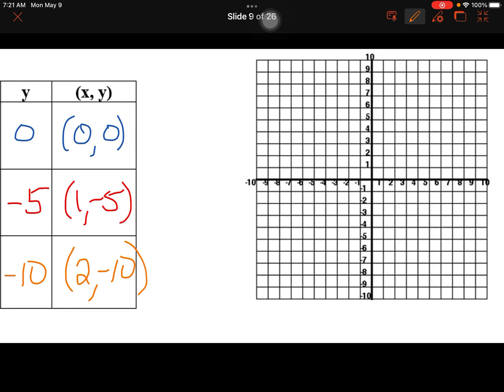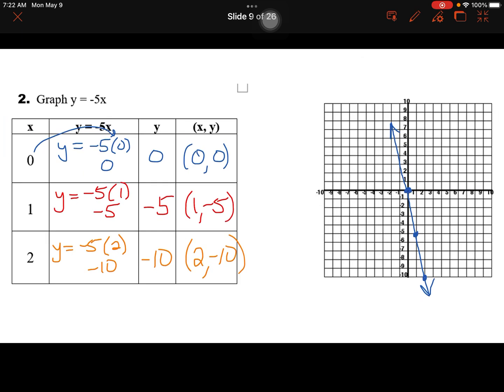And if you don't get a line, then you know your answer is wrong. I have lots of students that will end up drawing points, and then they draw a not-straight line. And so they either graphed wrong or they did the wrong math. So over 1, down 5 would be right here. Over +2, down 10. And notice we're going to be going downward like this. And so this slope, as we're going to talk about tomorrow, would be a negative slope.